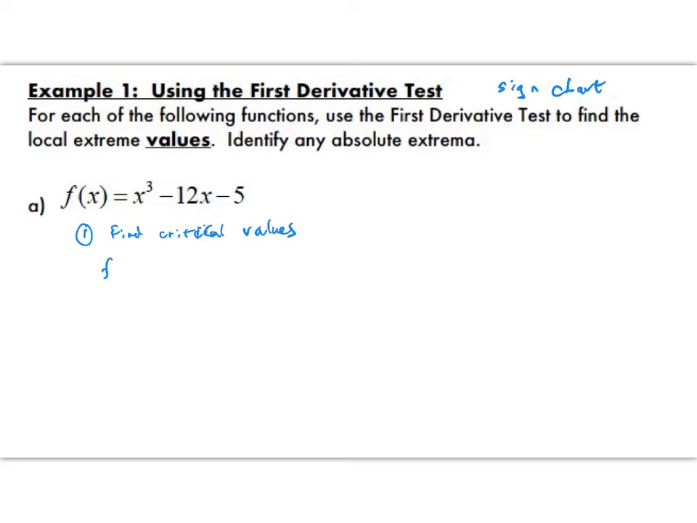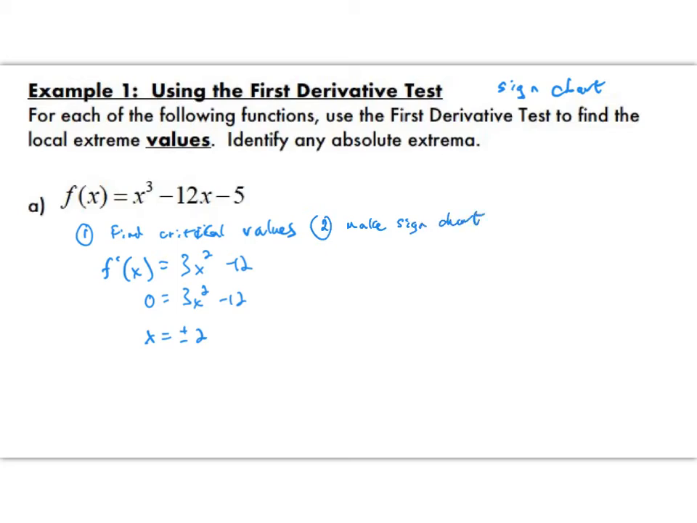All right, so here's how you find the critical values. Take the derivative, in this case 3x squared minus 12. Let's set that equal to 0, and let's solve it out. And I'm going to jump ahead and tell you that it ends up being plus or minus 2. You could probably verify that for yourself without too much trouble. Okay, now the next thing to do is to make a sign chart.